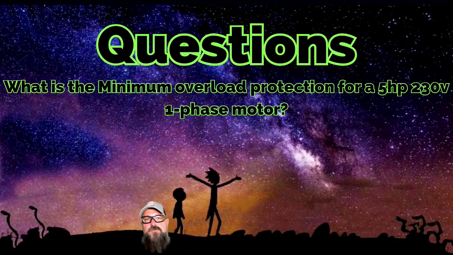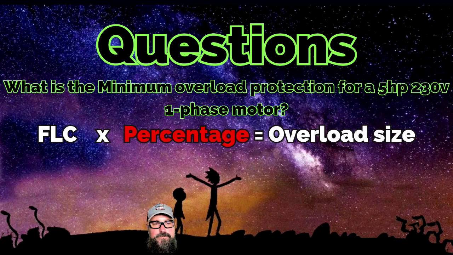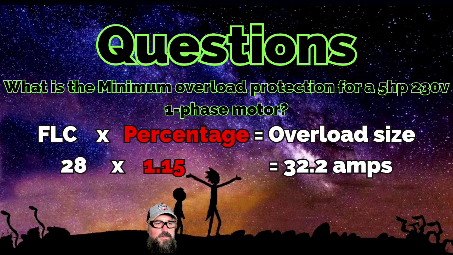So let's go ahead and try a practice question. What is the minimum overload protection for a 5 horsepower, 230 volt single phase motor? We're going to take the full load current, times it by the correct percentage, and it's going to give us the overload size. So full load current is 28 times 1.15, because they did not give us a service factor. And then you get an overload protection of 32.2 amps.